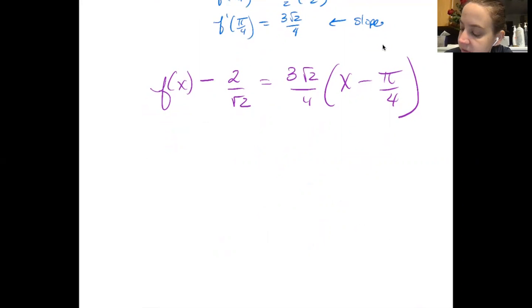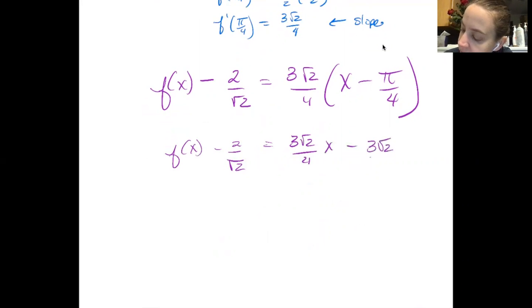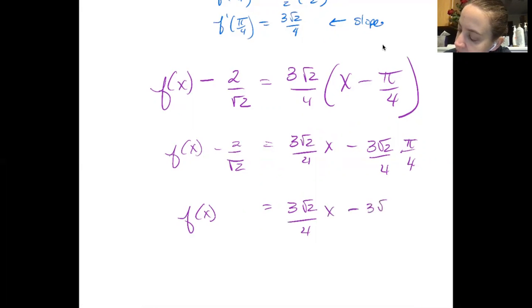I've not written any of these in slope intercept form. This is our last example, so we have a minute to do that. This is point slope, but slope intercept, excuse me. If I distribute my 3 root 2, I've got 3 root 2 over 4x minus 3 root 2 over 4 times pi over 4. And then I can add this root 2. 3 root 2 over 4x. I'm going to put that over 16. 3 root 2 over 16 pi plus 3 over root 2.